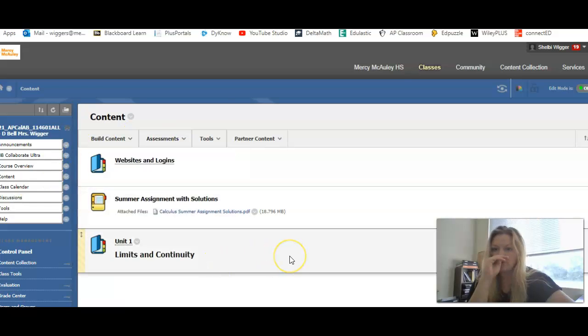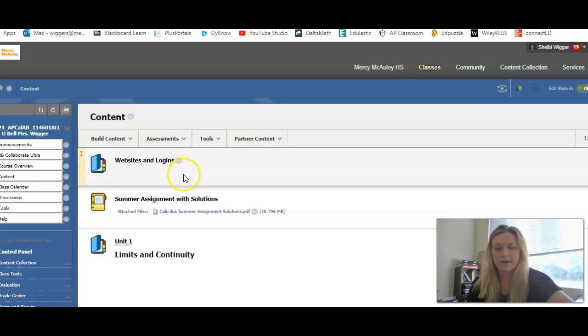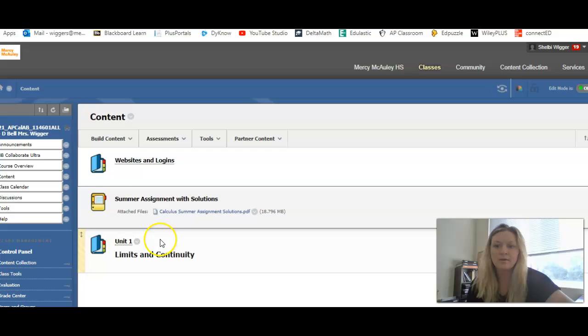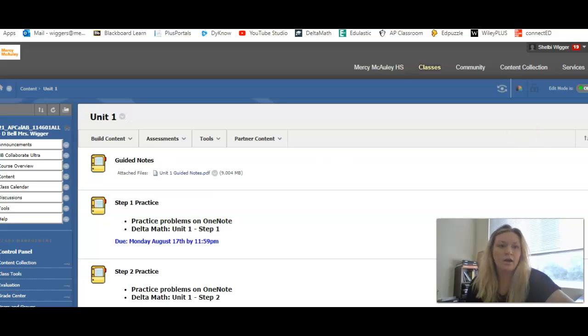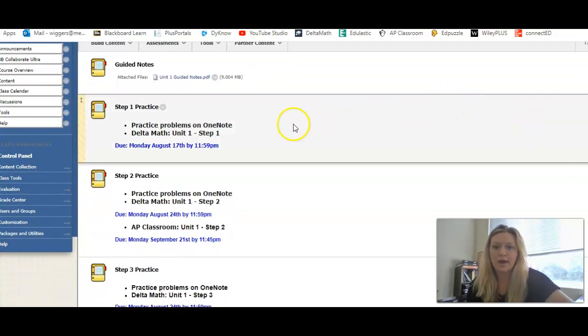Content is where I will load all of our work. The websites and logins are the sites we will use for homework, the online book, those different things. They've been logging in and writing down their username and password this week. Unit 1 is what we've started so far. The guided notes are linked here, and the practice problems are on OneNote.